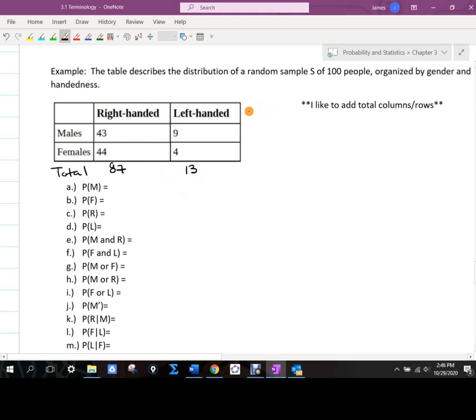If I go to the totals, how many males are there? 52. How many females? 48. So if I have 52 males and 48 females, that's 100 people. If I have 87 right-handed people and 13 left-handed people, does that still add up to 100? Your contingency table totals should all merge back to this last little cell here. That bottom row and that total column should all equate to the same quantity.